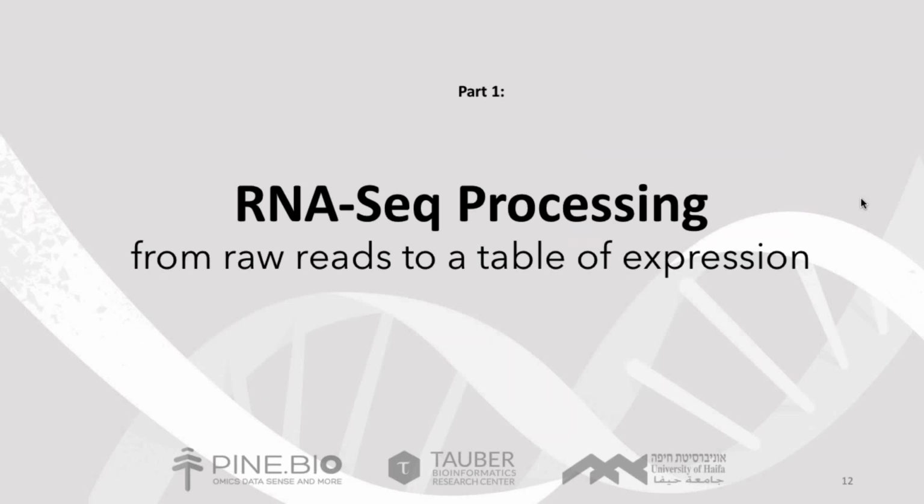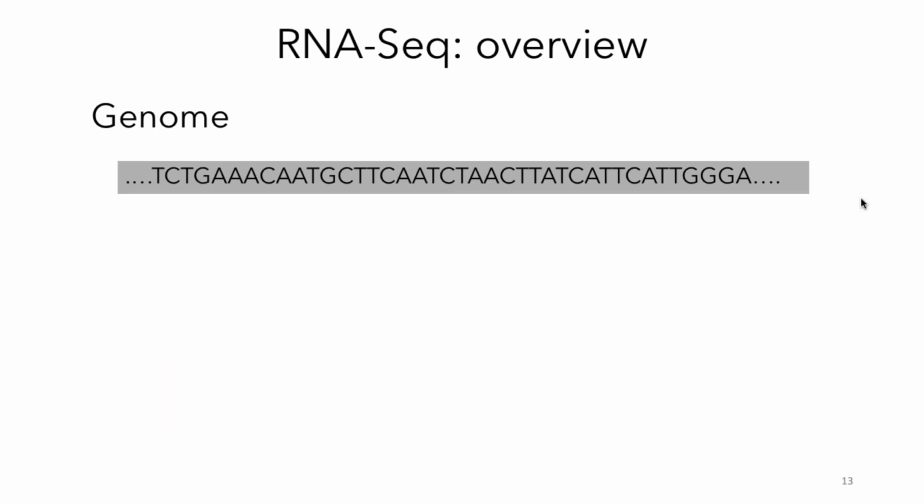Okay, if we don't have any more questions, I'm going to continue to RNA-Seq and the processing of data. What we will try to do here is take the raw reads, the files that we have in the SVO file, and then create a pipeline that converts these raw reads into a table that we can actually look at. Before we do that, let's understand a little bit what we are dealing with.